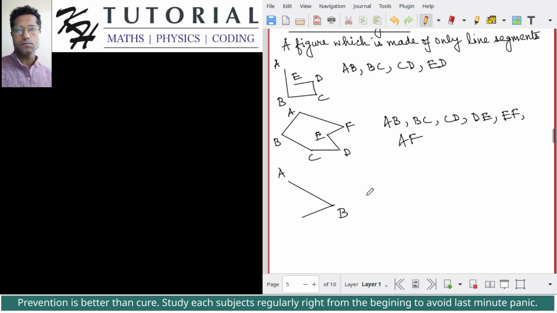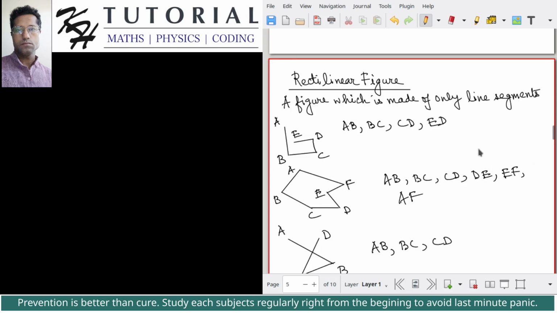So let's say AB is one line segment, BC is another line segment, and CD is another line segment. So this is also a rectilinear figure, as it is made up of the line segments AB, BC and CD. So it has 3 line segments, and in any rectilinear figure, all the line segments which create the figure are known as the sides of the figure.